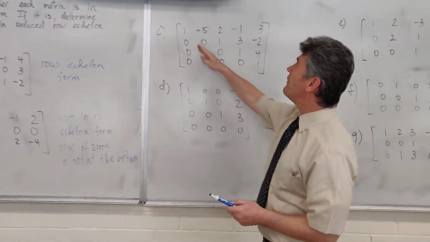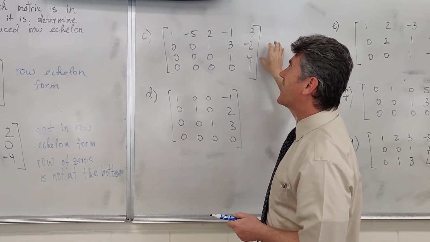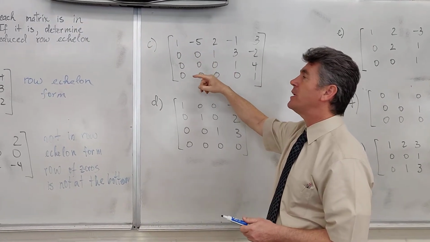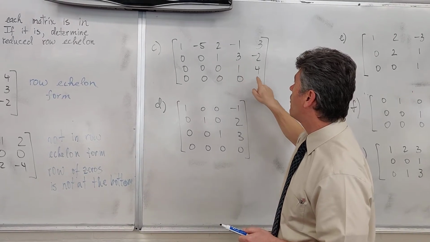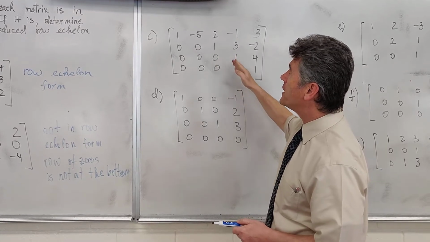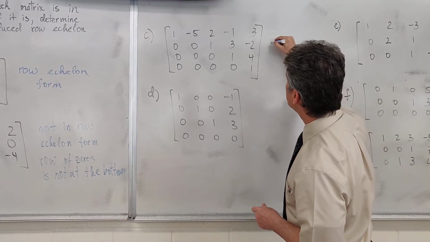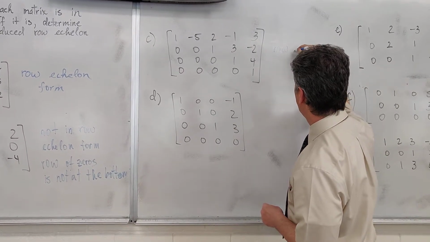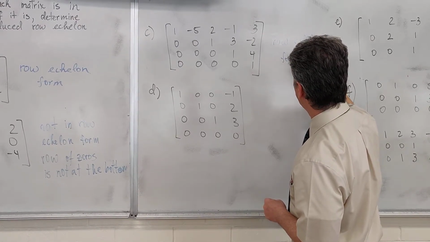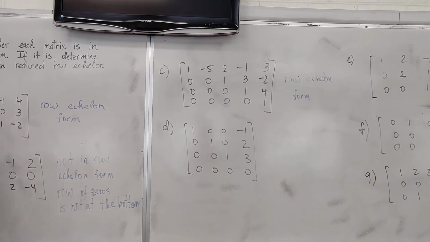C. Every single row looks exactly as it's supposed to look. The leading entry that is not a 0 is a 1, and the ones in each row are to the right of the ones in the previous row. So this is in row echelon form. Let me get a better marker. We continue.